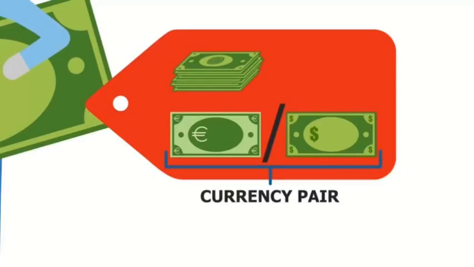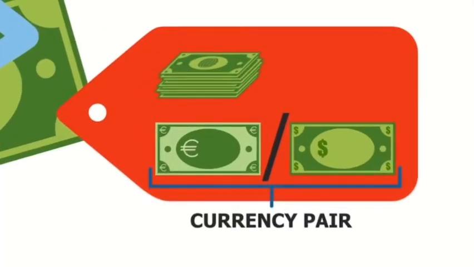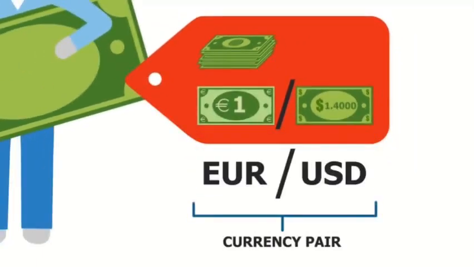So if you have US dollars and you want to buy euro, you will buy it with a certain amount of US dollars. We refer to a currency pair when we are looking at the exchange rate between two different currencies in conjunction to each other, and so the exchange rate is the price.